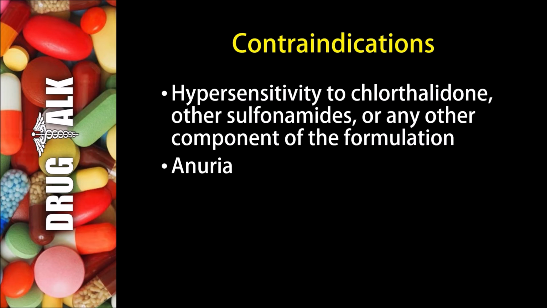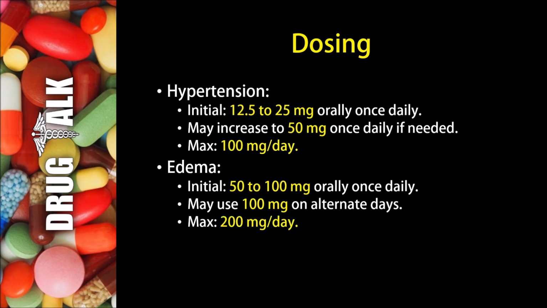With respect to contraindications or reasons we would not be able to prescribe chlorthalidone, we wouldn't give it to a patient who had a hypersensitivity to chlorthalidone, other sulfonamides, or any other component of the formulation. As well, we would not give this medication to patients who have anuria, which would be an inability of the kidneys to produce urine.